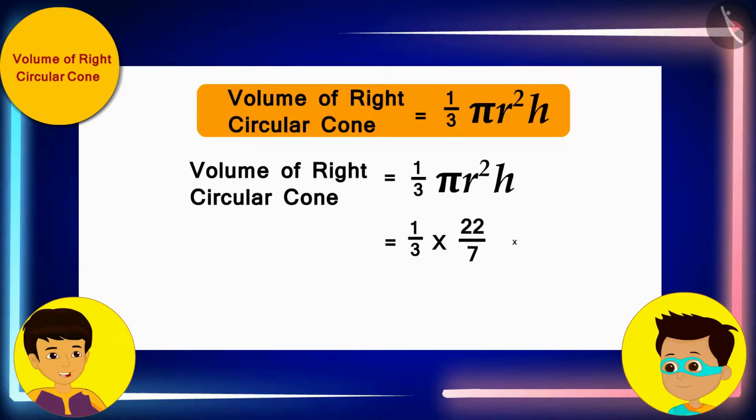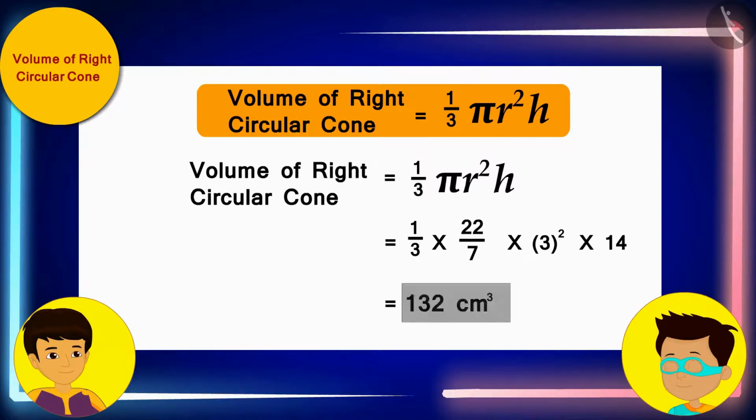The radius is 3 centimeters and its height is 14 centimeters. So, let us solve this by replacing the numbers at the places of R and H respectively. And then we will know the volume of this right circular conical vessel.